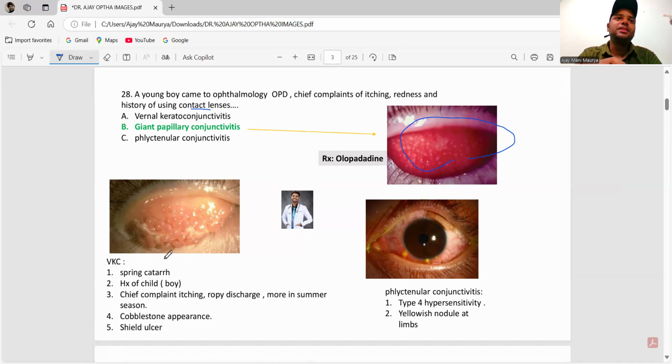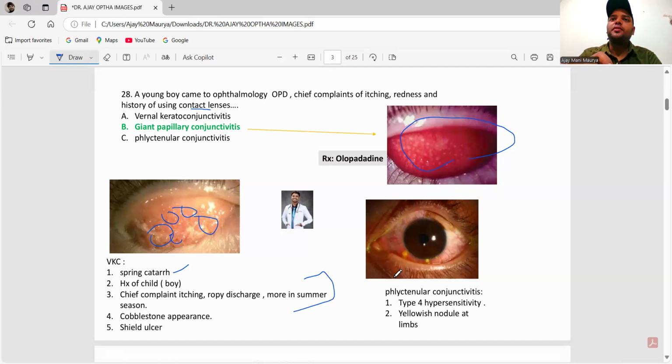The next one is VKC, vernal keratoconjunctivitis. For this, they will give the history of spring catarrh, occurring more in the summer season. There is a cobblestone appearance, and the history will be of a boy. Please remember that for giant papillary they will give the history of contact lenses, and here they will give the history of spring catarrh, more in summer.